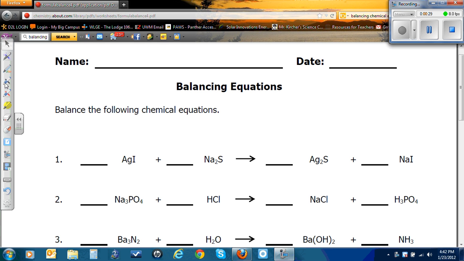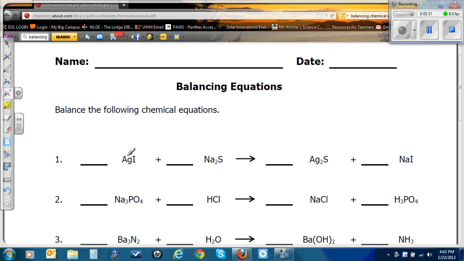First of all, when I approach these problems, I start from the left side, the reactant side. Remember, we have reactants over here on this side, and the products over here, okay? The law of conservation of mass says that what we start with is what we end up with, and that's what involves the process of balancing, okay?